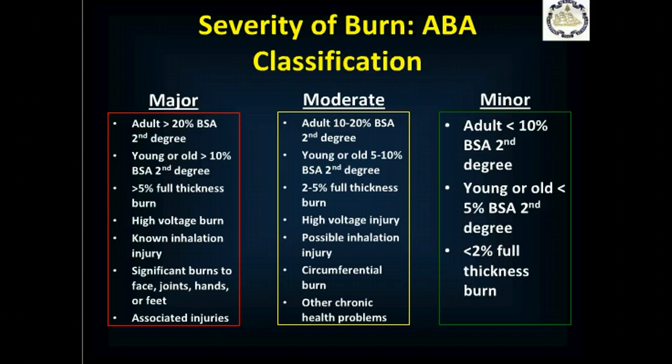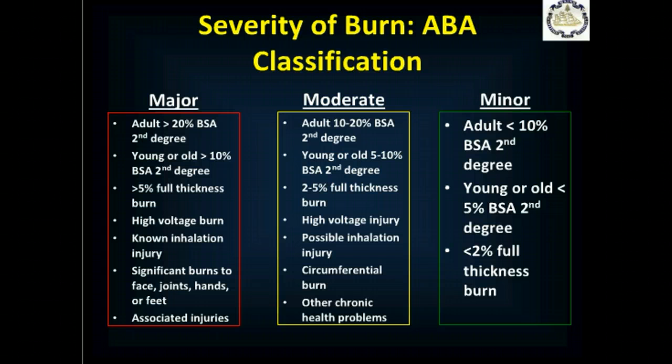Moderate would be an adult with a 10 to 20% body surface area second-degree burn, or young or old individual with 5 to 10%, a 2 to 5% full-thickness burn. Any high-voltage injury, so not necessarily a burn from high voltage, but an injury caused by high voltage. Possible inhalation injuries, burns that go completely around an extremity or completely around the chest, what's called a circumferential burn. And this isn't first degree. We're talking the second degree partial thickness burns, because those can actually cause a lot of swelling and cut off blood flow.